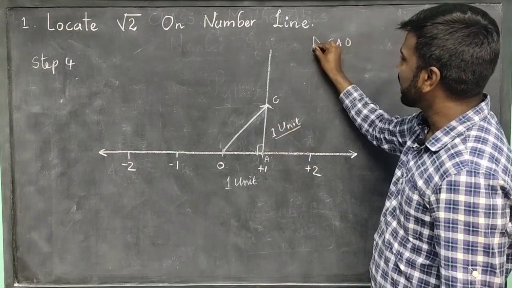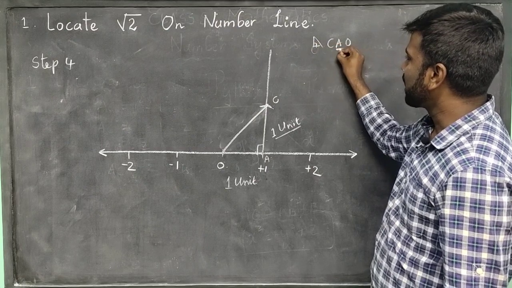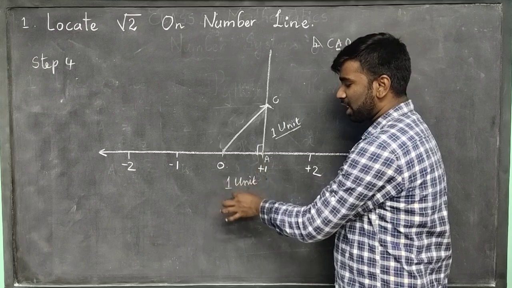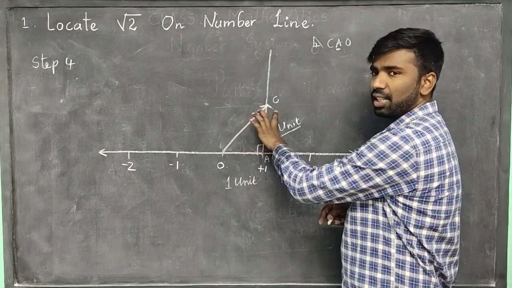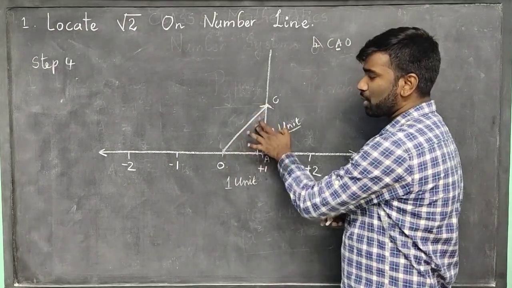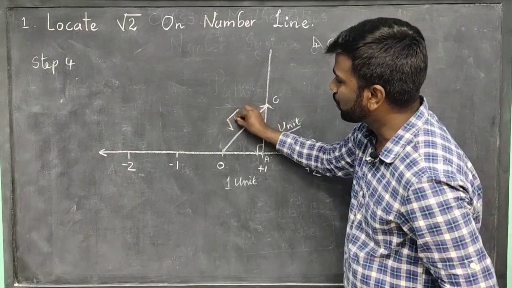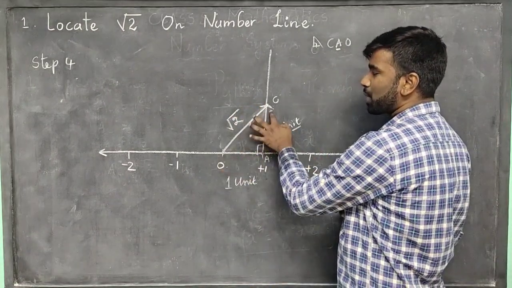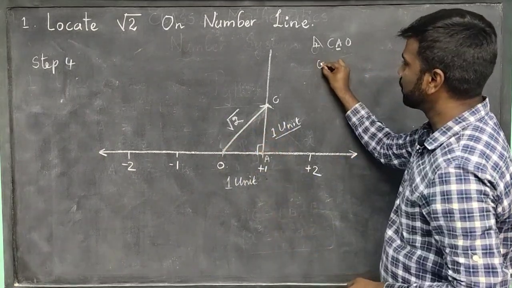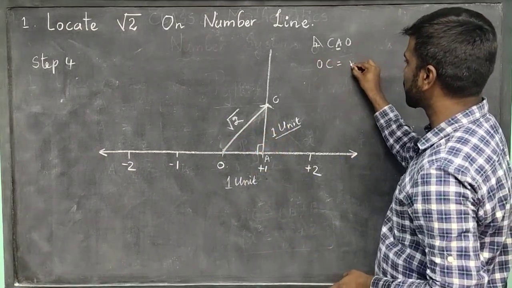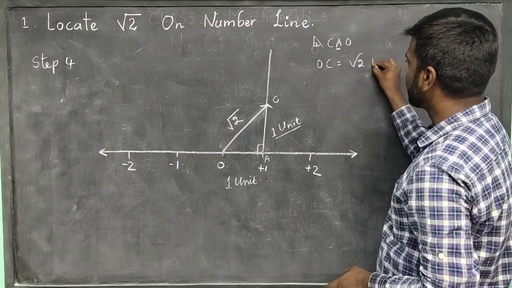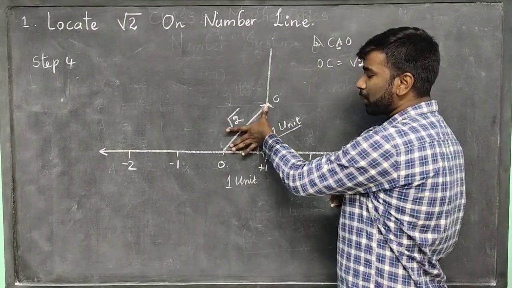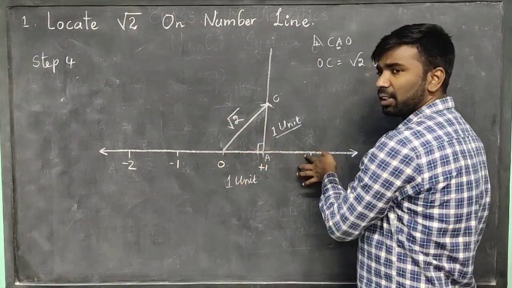CAO is a right angle triangle which is right angled at the point A. Now the adjacent side is 1 unit, opposite side is 1 unit. Now hypotenuse becomes root 2 units. According to Pythagoras theorem, the length OC becomes root 2 units. What is the length OC? Root 2 units. Now we need to plot this length root 2 units on the number line.